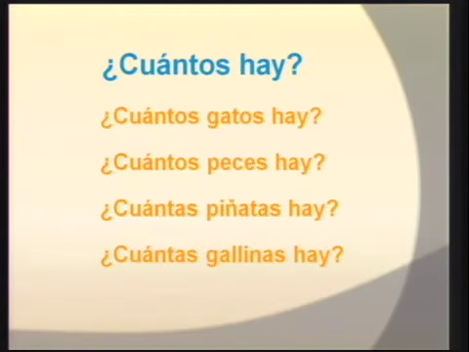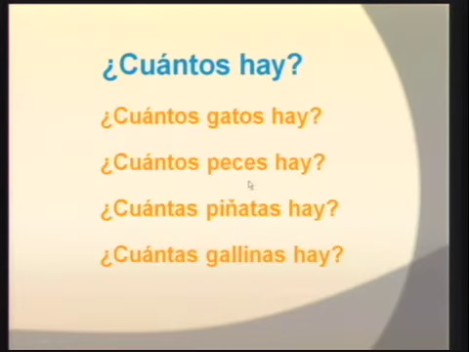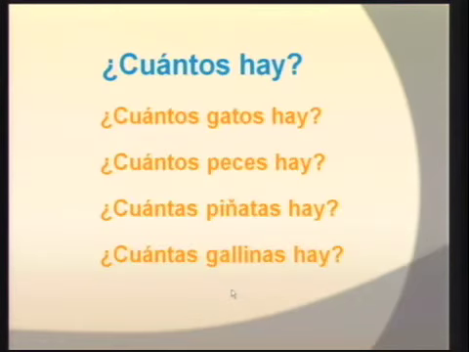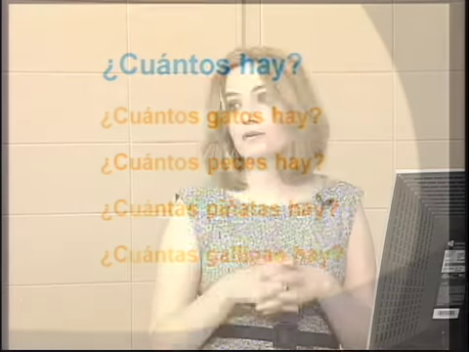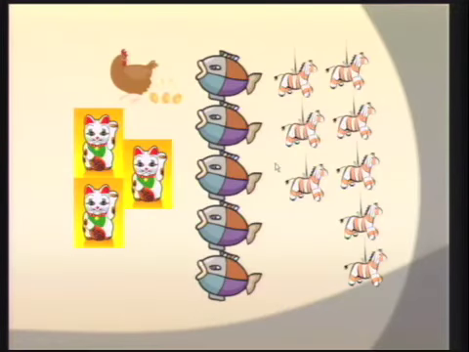Okay, ¿cuántos gatos hay? How many cats are there? 1, 2, 3 gatos. Hay 3 gatos. ¿Cuántos peces hay? Hay 1, 2, 3, 4, 5 peces. Now don't get confused. Fish that you catch in the sea are called peces. When those fish are prepared to eat, it's called pescado. Okay? So there are 5 peces.